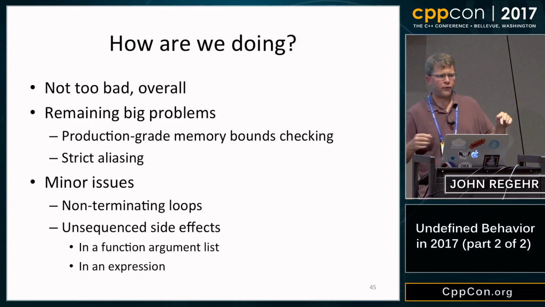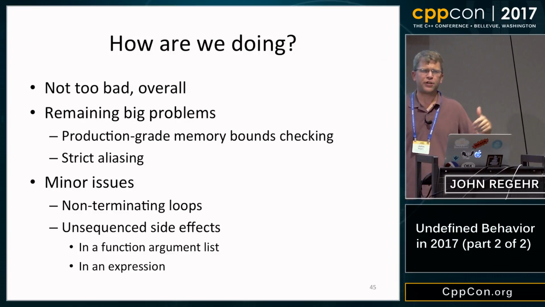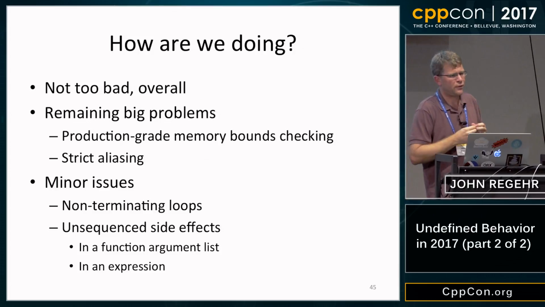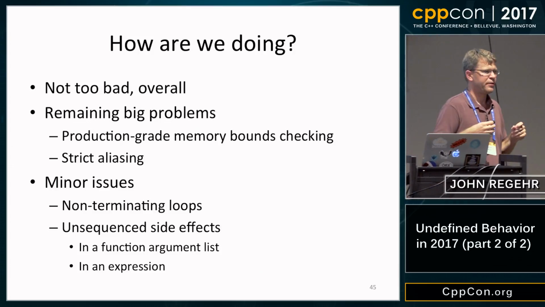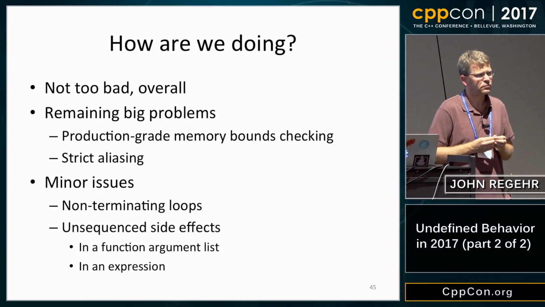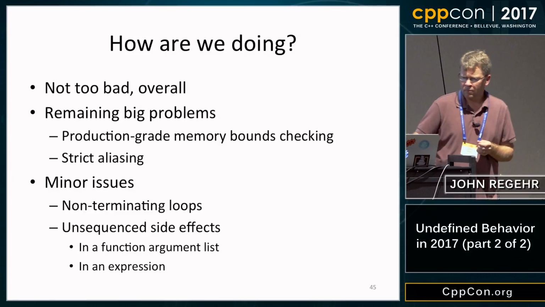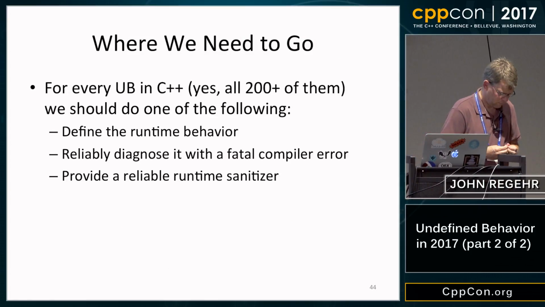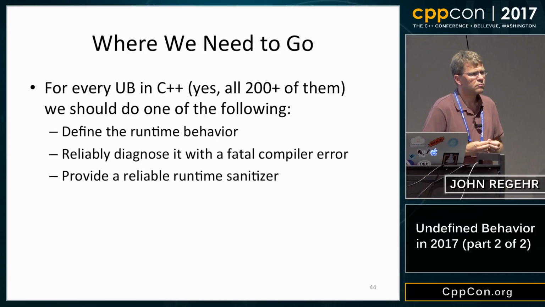And then we have minor issues like, for example, non-terminating loops and unsequenced side effects. That's an undefined behavior that I didn't talk about. Probably not a big deal, but these are just sort of easy things to fix that haven't been fixed. When you say we should do one of those three things for every undefined behavior in C++, does that include undefined behavior in the library?